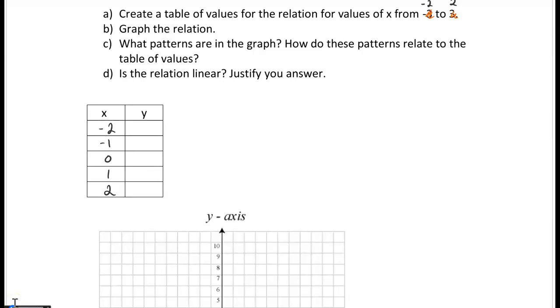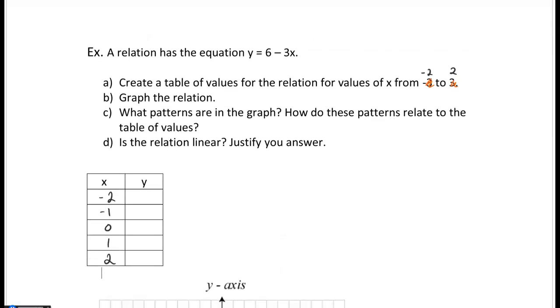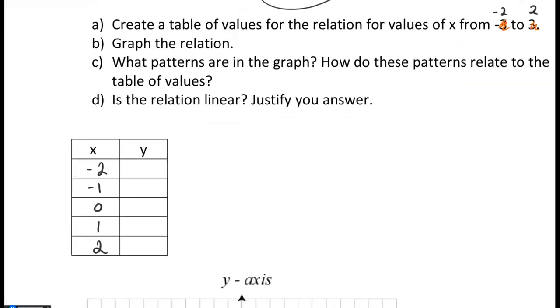Part C is going to be what patterns are in the graph, how do these patterns relate to the table of values, and then part D is going to be, is the relation linear? So are we getting that straight line? Our first thing though is we have to go back to part A and look at our equation. Using this equation, we're going to solve for y.